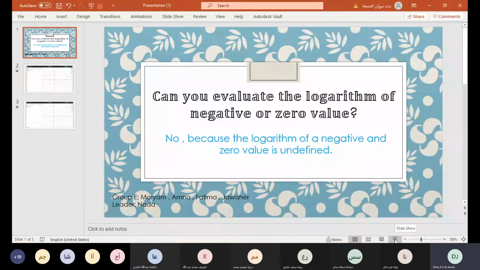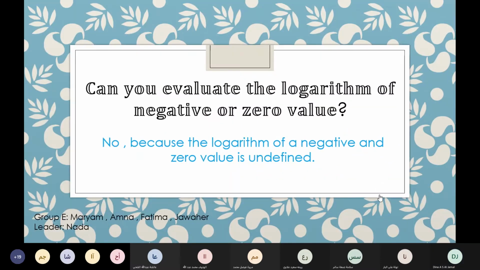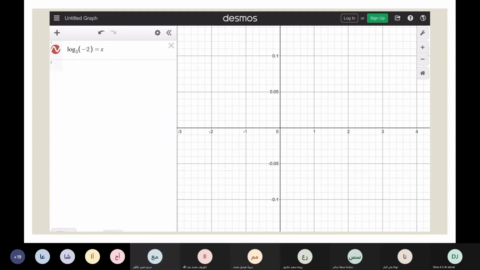Let's end with the last group. Hi, I am Maryam Akesh from Group E. Our CCQ question is, can you evaluate the logarithm of a negative or zero value? No, because the logarithm of a negative and zero value is undefined. We tried to graph the function using Desmos, and as we can see, there is no graph, which means it is undefined.